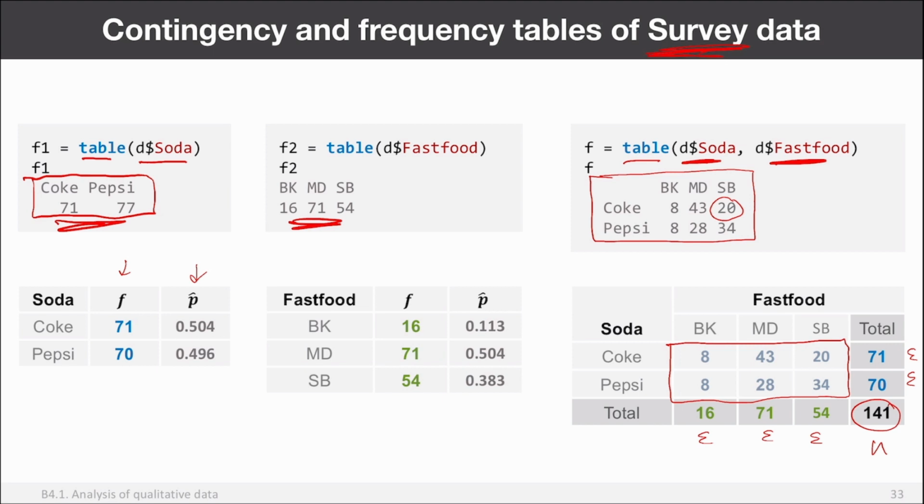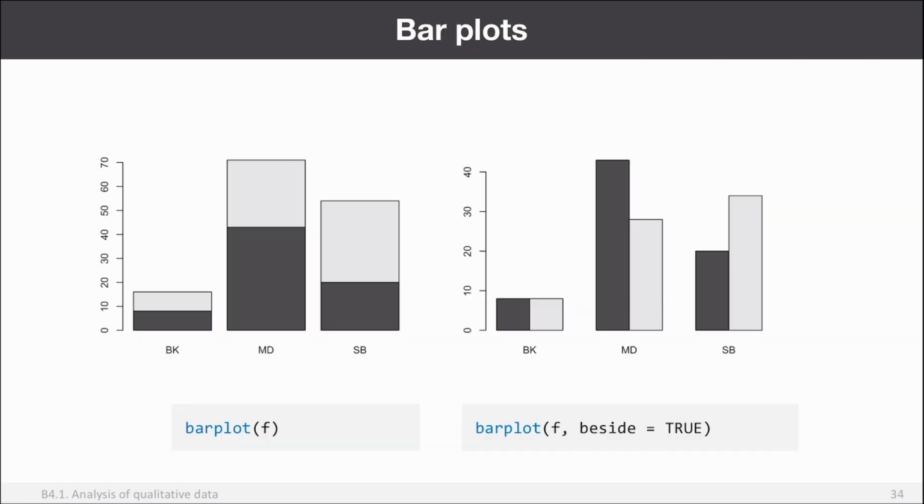A contingency table can be visualized in a similar way as you did for the frequency tables, by using bar plots. For example, these are bar plots I made for the frequencies that I computed before for combinations of the fast food restaurants and the preferences in soda.